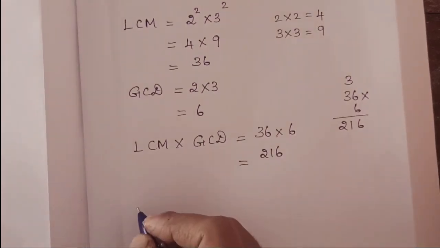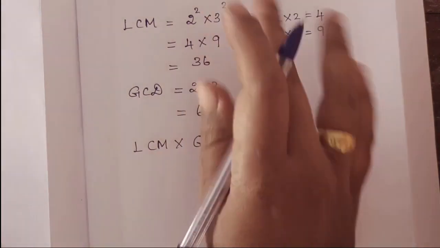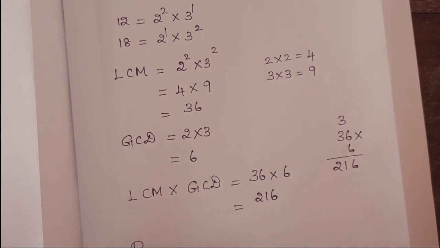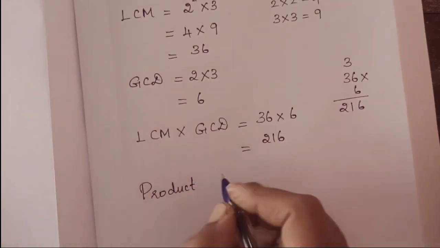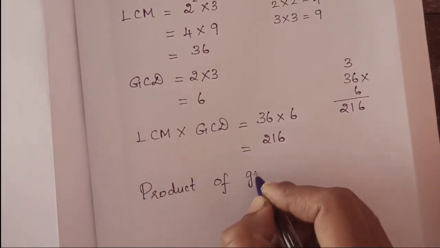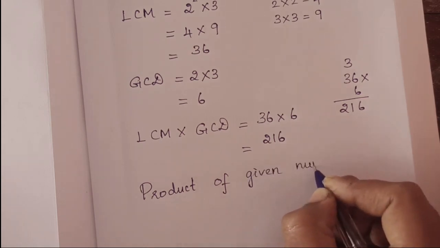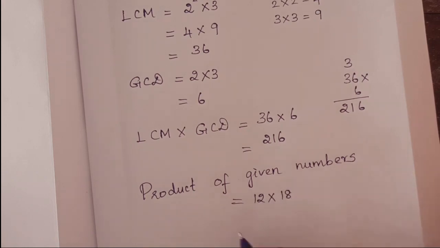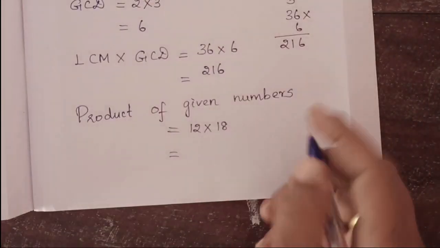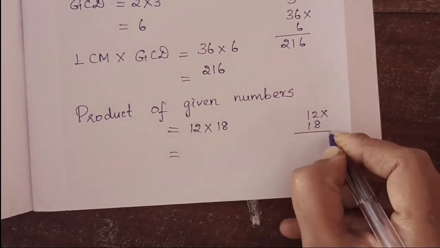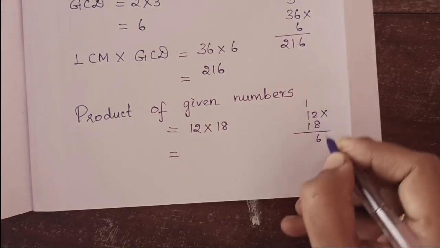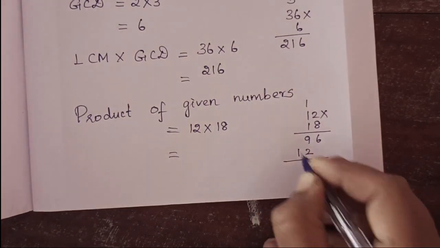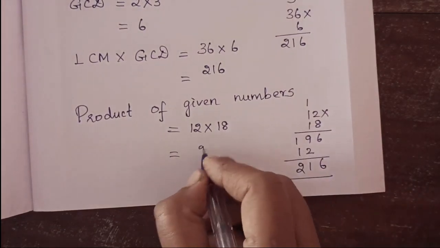And then I am going to find the product of the given numbers. What are the given numbers? 12 and 18. So the product of the given numbers equals 12 into 18, which is equal to 12 times 18. 8 twos are 16, and here 9, 2, and at last 1. So 6, here 1 balance, and we are getting the same answer.